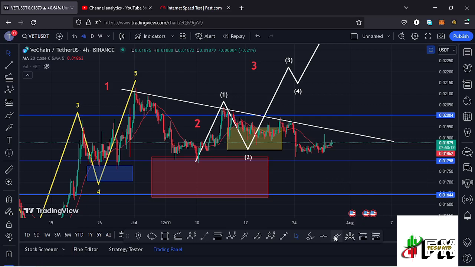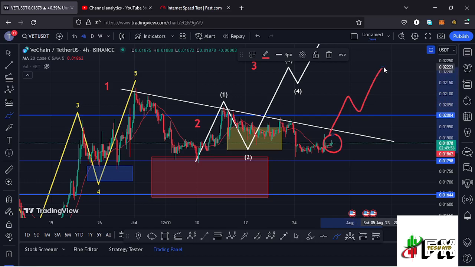At the time of this recording, Vechain is holding above the 20-day MA here on the 4-hour chart, which is now acting as support for us to continue gearing up to the next key area of resistance at around the $0.02 mark. And on a break above that key area of resistance, we can watch out for a successful retest before we can continue gearing up even higher.